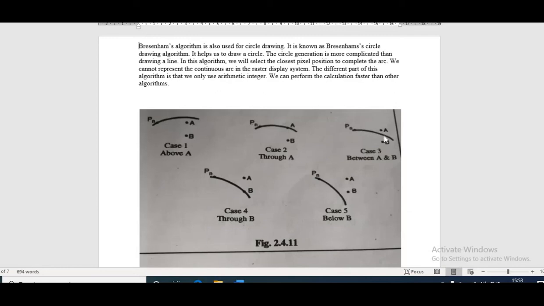In case 3, the curve passes in between the points A and B, so B is less than 0, and we are selecting the point A. In this case 4, there is a point B lying on the curve, but point A is outside the curve, so A is greater than 0 and B must be equal to 0.